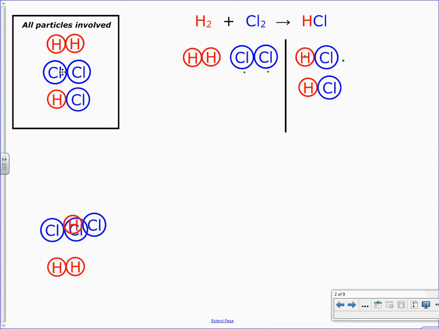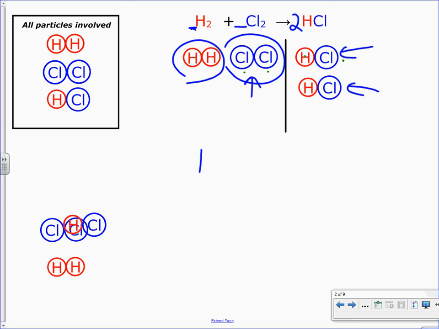So we look to see what we have. There's no coefficient in front of the H2, and that means there is one H2 molecule, which is here, and there's nothing written in front of the Cl2, which means there's one Cl2 molecule, which is here. But now we have one HCl molecule and a second HCl molecule, so we would need to put in a 2 here. So the final equation would read H2 plus Cl2 gives you 2 HCl.